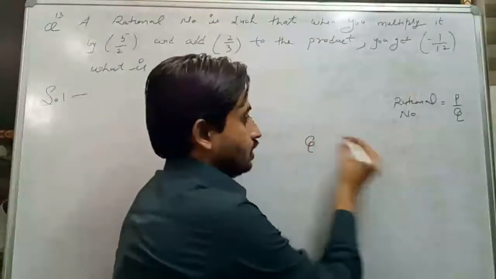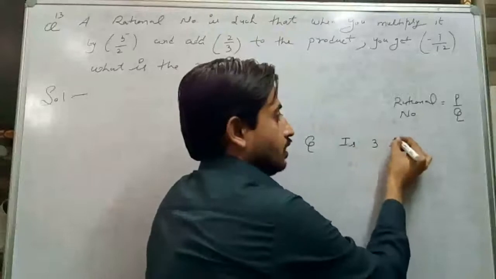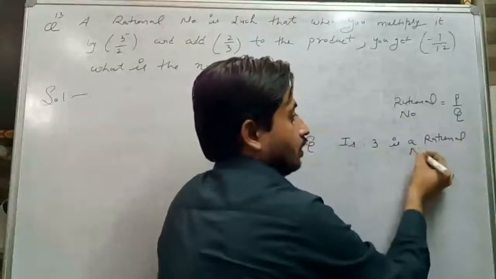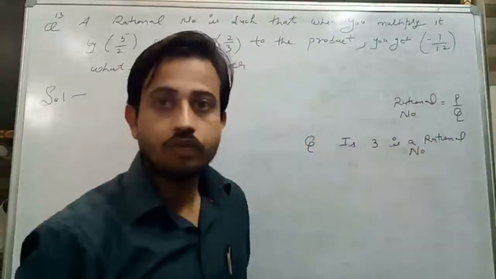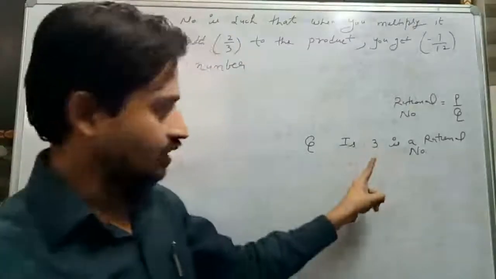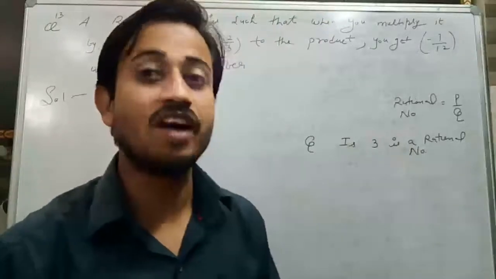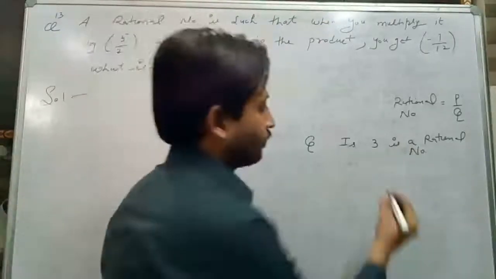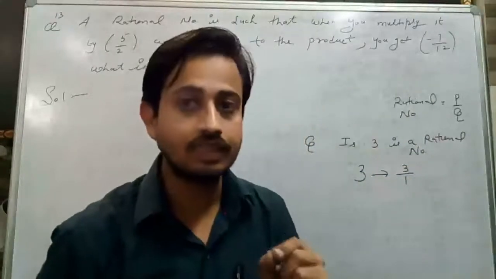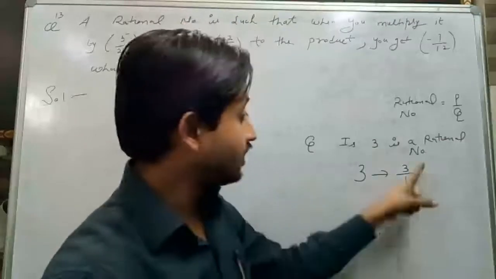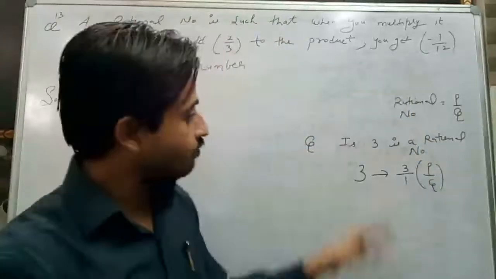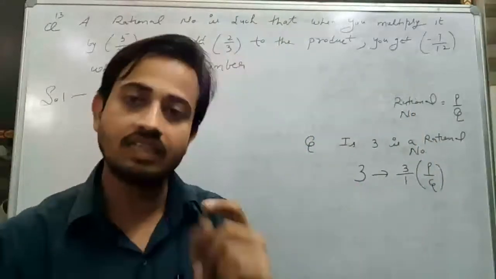Our question is first, is 3 a rational number? You have to give the answer in terms of true and false. So please think, is 3 a rational number? Yes. Why is it? Because we can write 3 as 3 by 1, because if we divide 3 by 1 we get the same answer, and 3 by 1 is in terms of p by q. So if I am taking 3 as a rational number, then the statement is true.